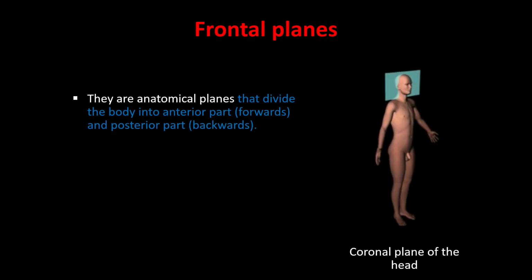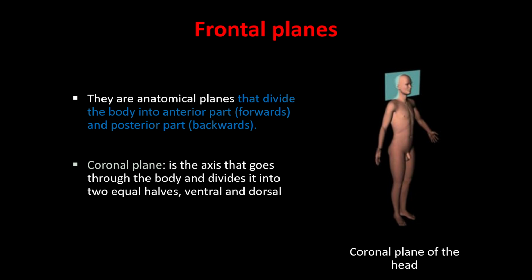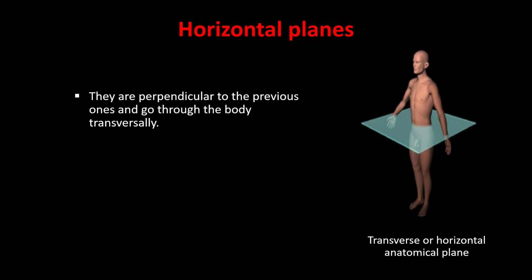Now for the frontal planes. Here we have a frontal plane that cuts the body into two parts, forwards and backwards. So, a frontal plane can be defined as the plane that cuts the body into a ventral part, forwards, and a dorsal part, backwards. The one that is strictly median is called the coronal plane, which means that the coronal plane is a frontal plane that passes through the median line and cuts the body into two equal halves, ventral and dorsal. The horizontal planes are, as we explained earlier, planes that can also be called transverse or axial planes.